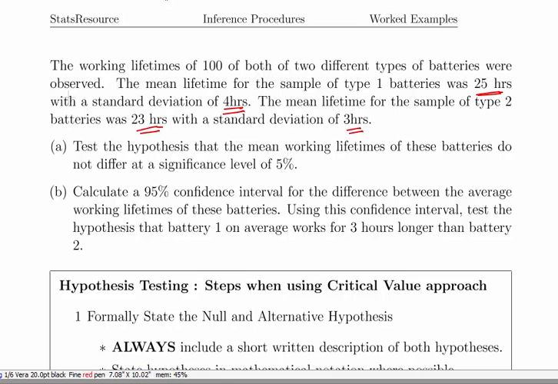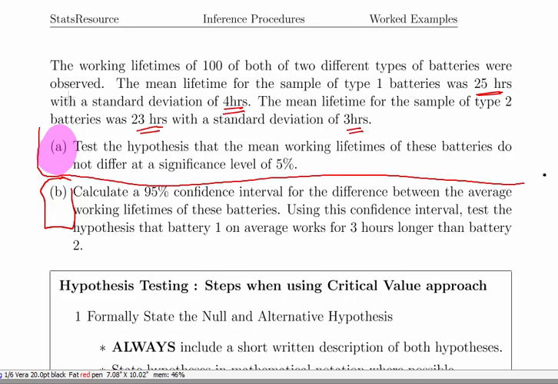Now, I'm focusing on the hypothesis testing part of this, but I'm just going to set up the confidence interval part, but not go into it in great detail. I'll save that for a different presentation. So really, the hypothesis test is the main part of this presentation. Just as a quick remark, we're going to use a 5% significance level.